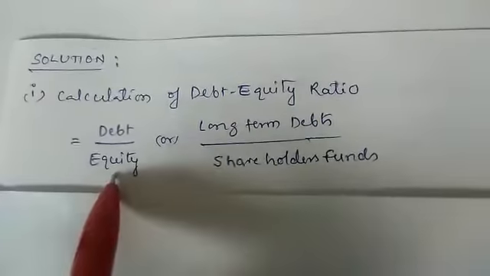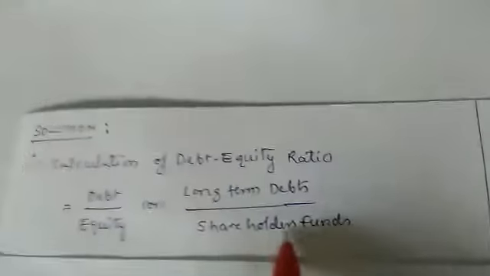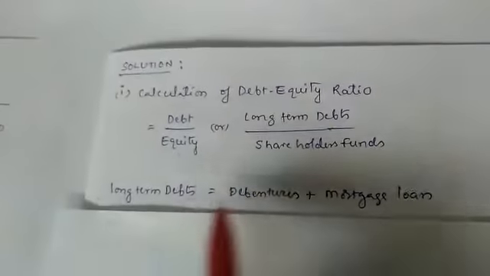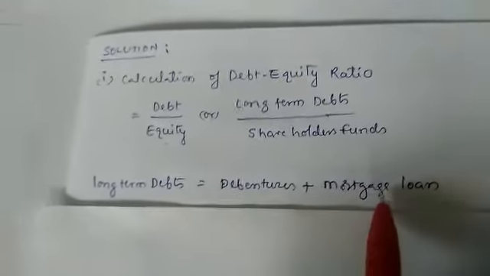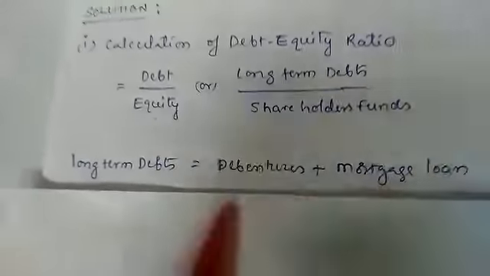Debt divided by equity. So, long-term debts divided by shareholder funds. So, first write long-term debts. Long-term debts is equal to debentures plus mortgage loan.